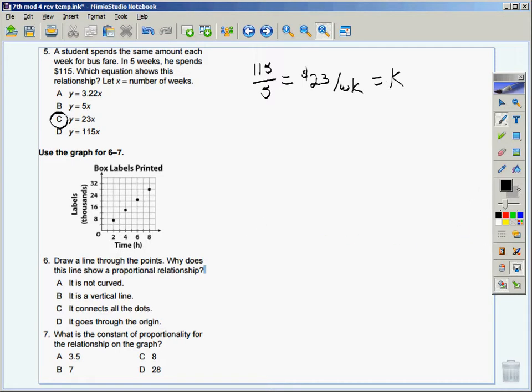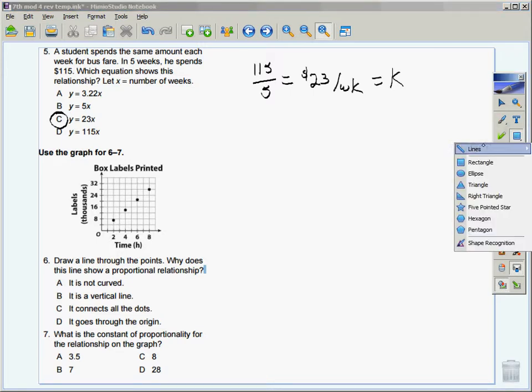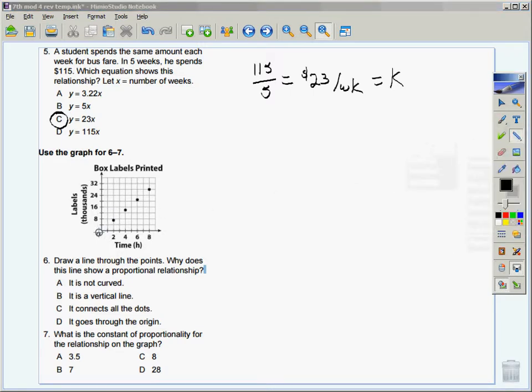Why does this line show a proportional relationship? It's not curved. That's valid. It's a vertical line. That's not valid. It connects all the dots. Okay. It goes through the origin. This definitely is the answer. It has to go through the origin.